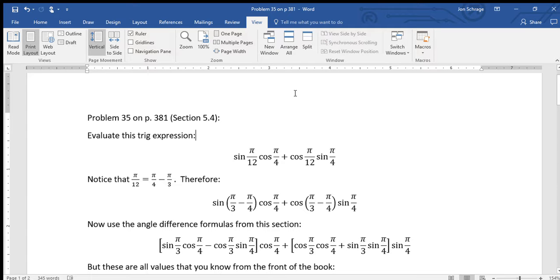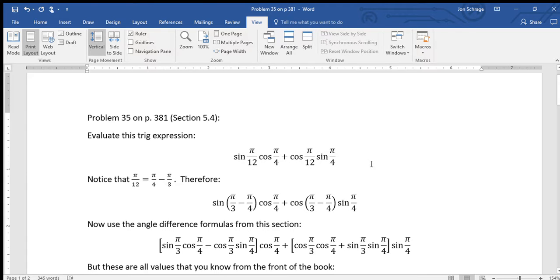All right, hello there. This is problem 35 on page 381, section 5.4. This is that problem that people had some questions about, how to make it work and how they knew they were supposed to solve the problem in this way in class. The problem asks you to evaluate this trig expression, and it gives you this equation right here.